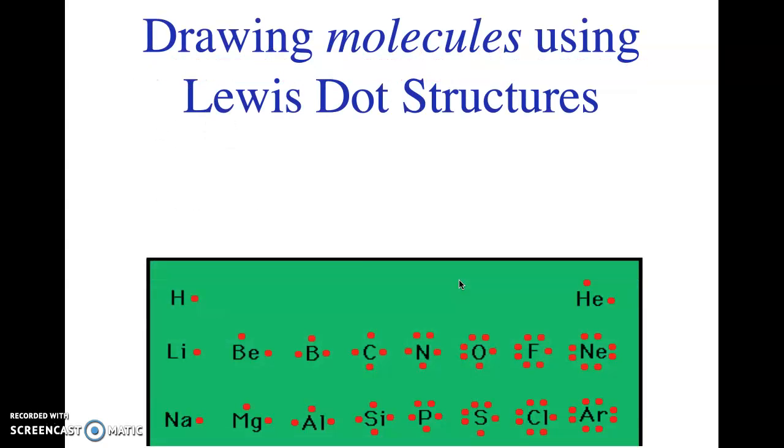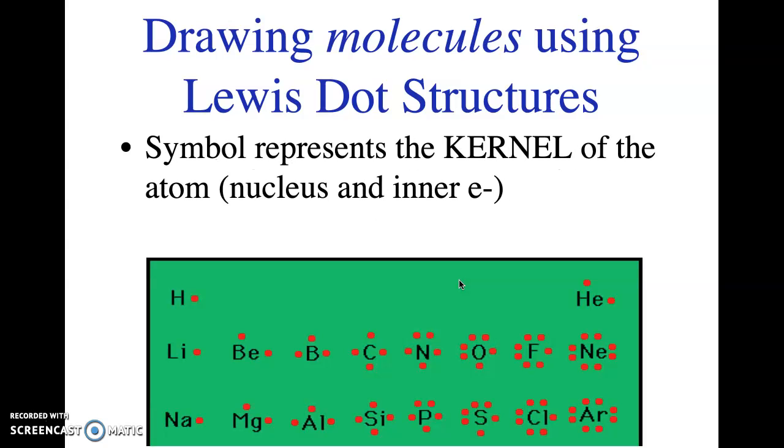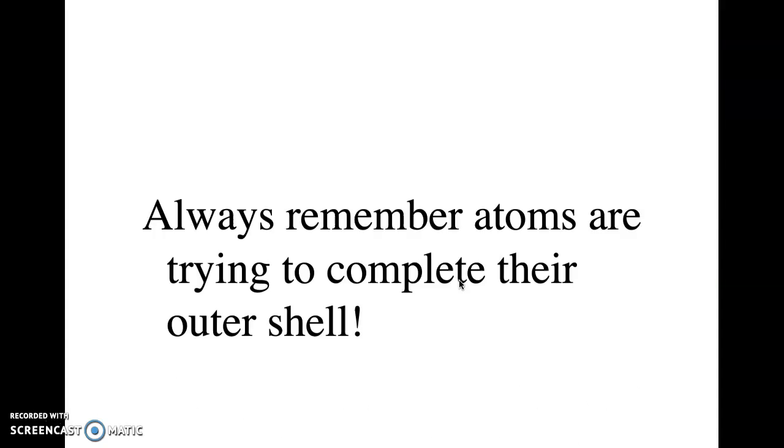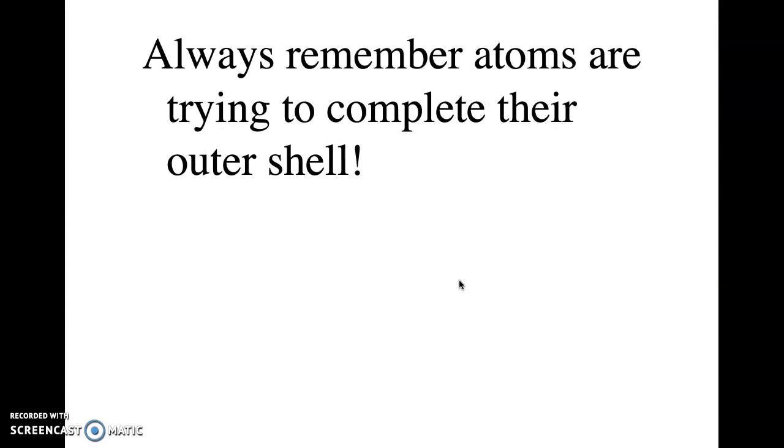All right, now we're drawing molecules using Lewis dot structures. Symbol still represents the kernel, the nucleus, and the inner electrons. And the dots still represent the valence electrons. Nothing really earth-shattering or different. We've already talked about this, right? Always remember that atoms are trying to complete their outer shell. That outer shell we refer to as the valence shell, right?